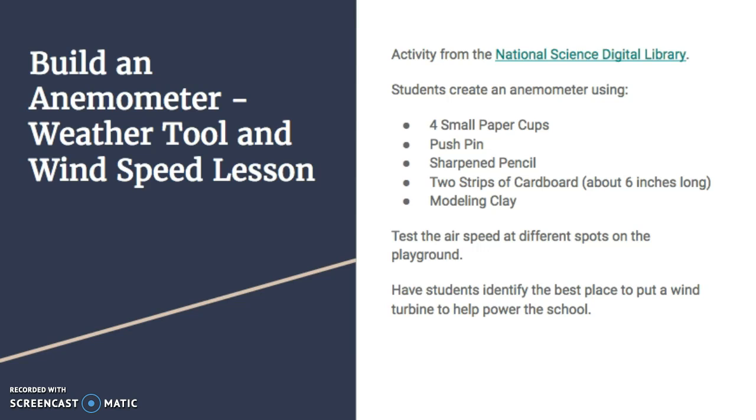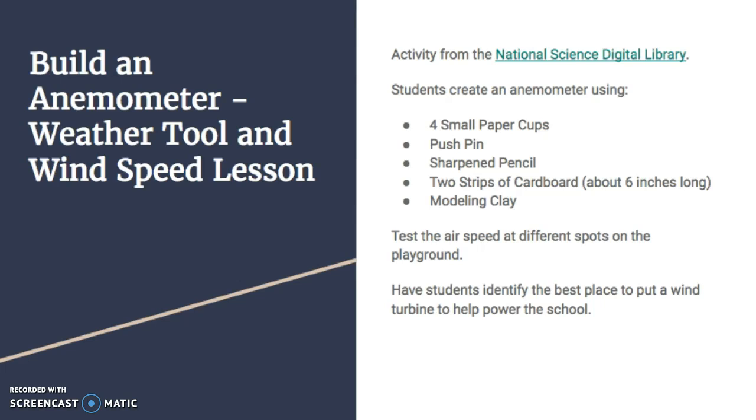So I found our lesson for this module from the National Science Digital Library, and the lesson is called Build an Anemometer. For those of you who are not familiar with what an anemometer is, it is a weather tool that measures wind speed. And so it has the students create this anemometer using 4 small paper cups, a push pin, sharpened pencil, 2 strips of cardboard, and modeling clay.